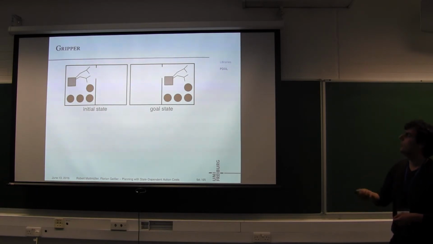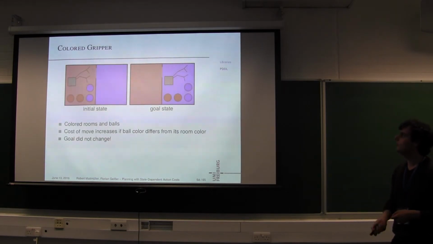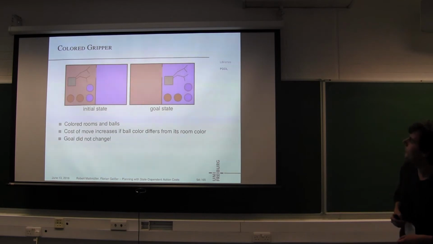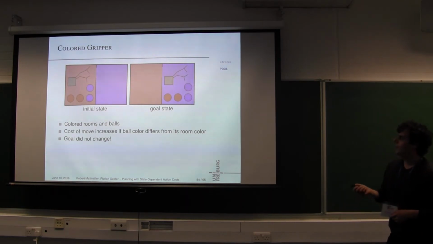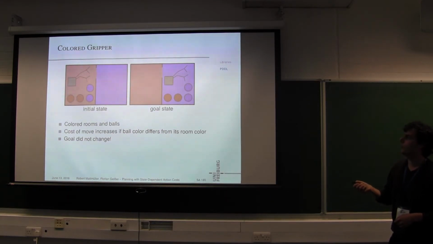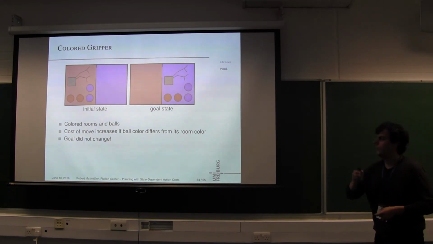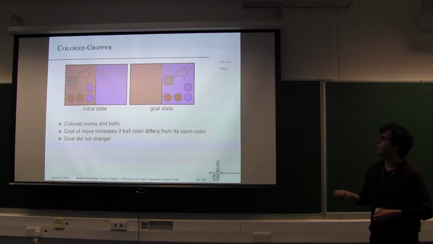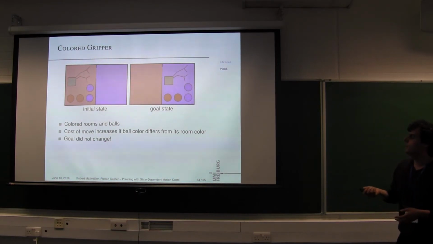And what we do now is we modify this a little bit so that it's the color grippers problem. Okay, colors are fine. And this is still very much the same problem, but now we have a red room and a blue room, and we have balls with red color and balls with blue color. And what we do now is we make the move action state dependent, and what we just say is that the cost of the move action depends on the number of balls that are in a room with another color than the ball color.